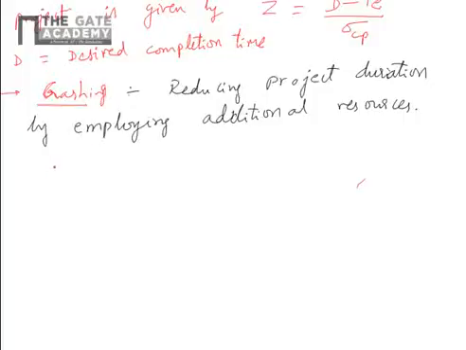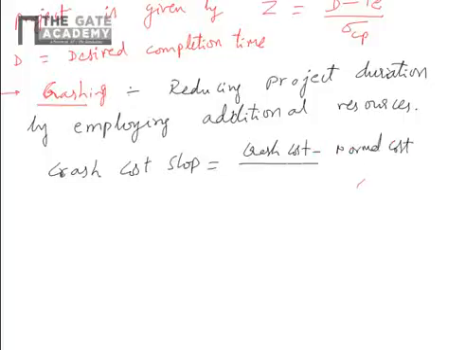Crash cost slope has to be calculated for each activity. It is crash cost minus normal cost, by normal time minus crash time.